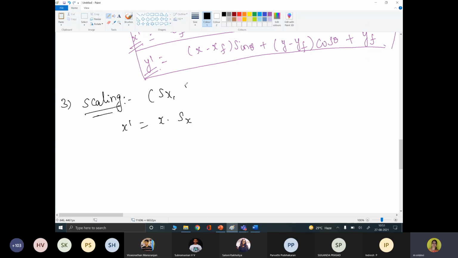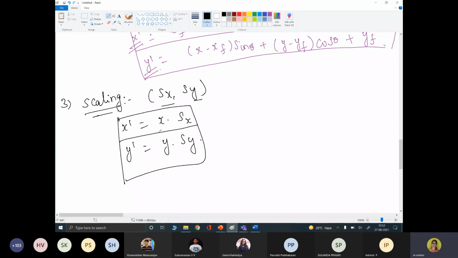We have two factors here, one with respect to x and one with respect to y. These are called scaling factors. We need to multiply the scaling factor with the corresponding coordinate value. So this is the mathematical equation by which we can obtain it. Suppose your scaling factors are sx and sy.